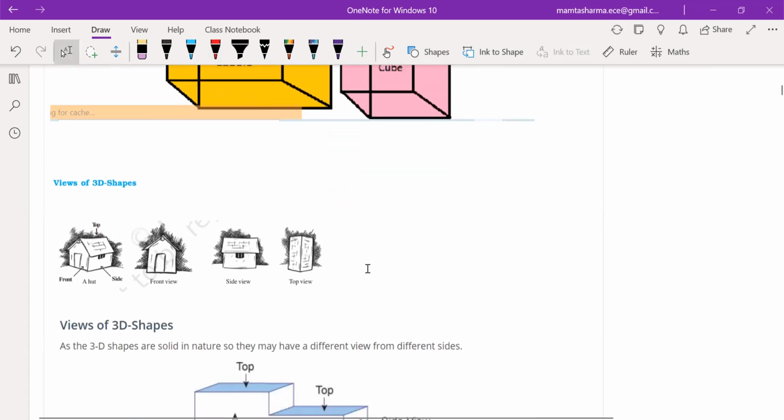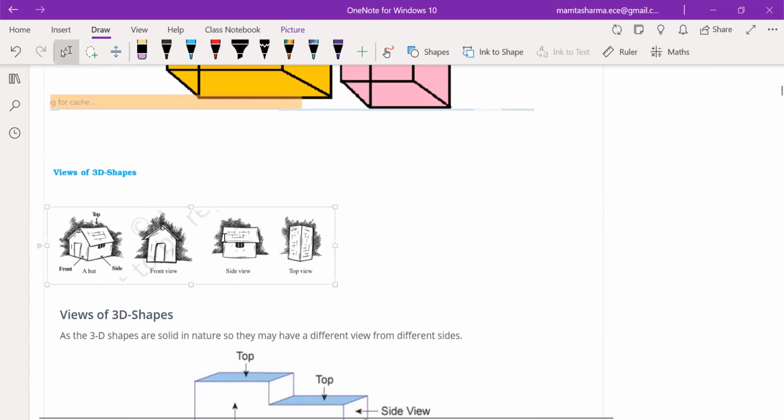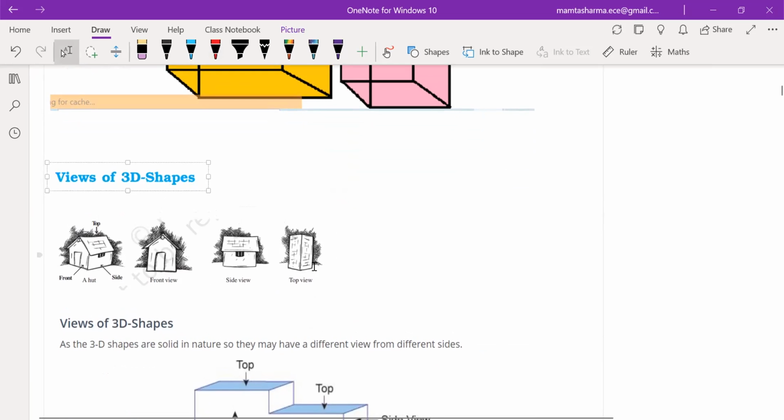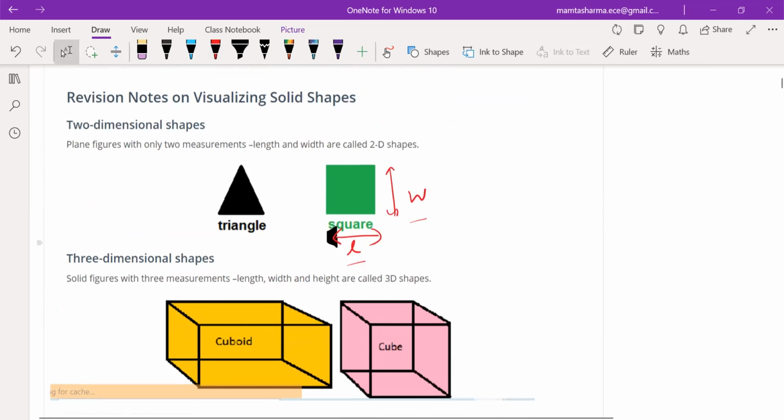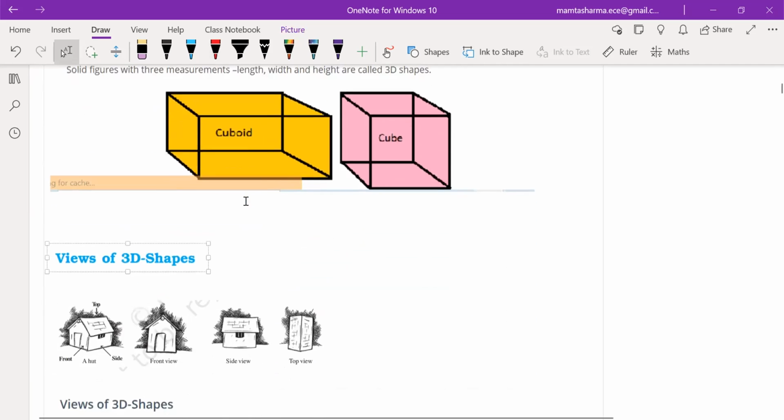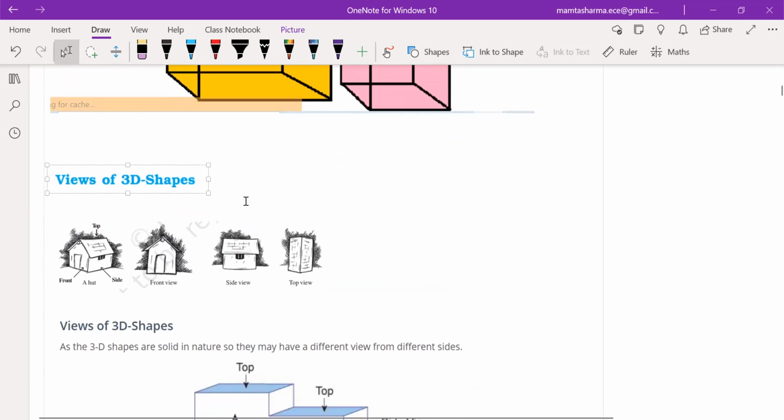Now see the views of a 3D shape. There are three views of 3D shapes. See, in a 2D shape, there will be only one view. This triangle, from wherever you see it, the shape will be the same. In a 3D shape, the views are different.